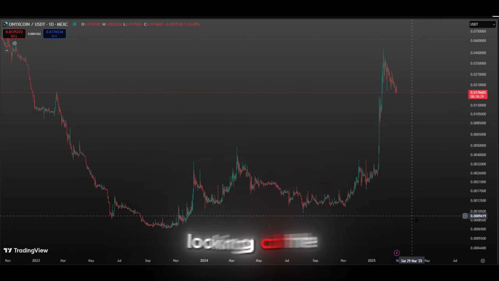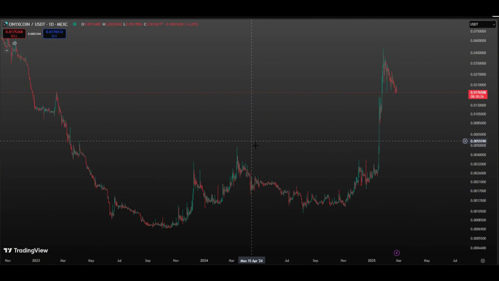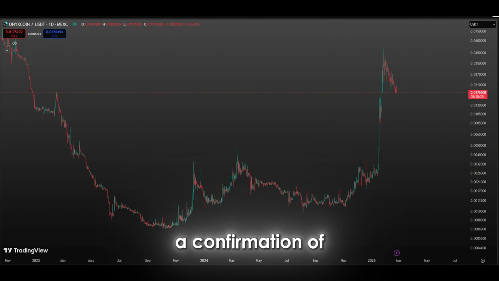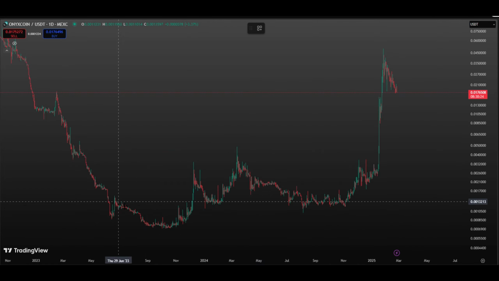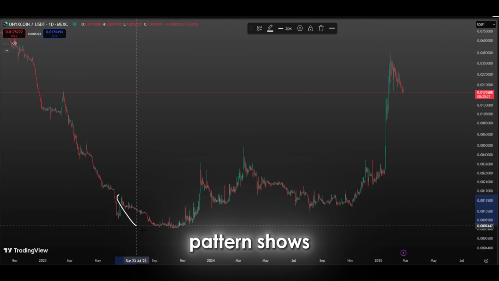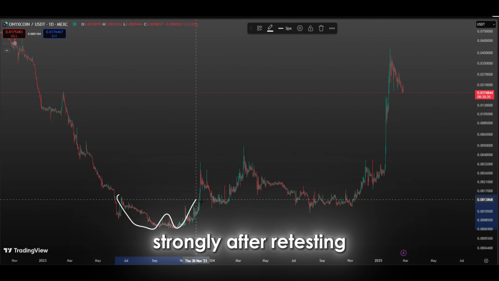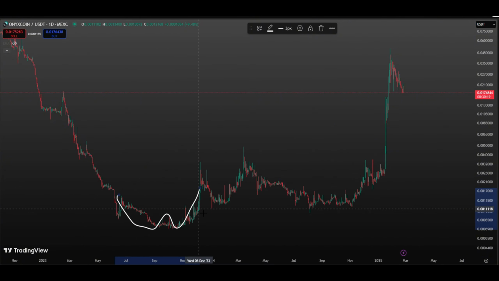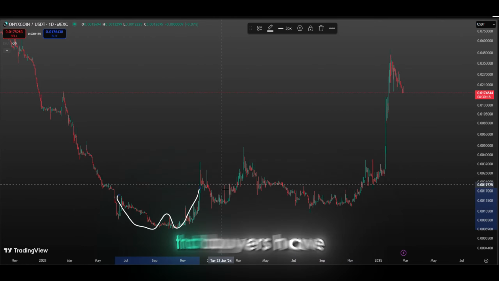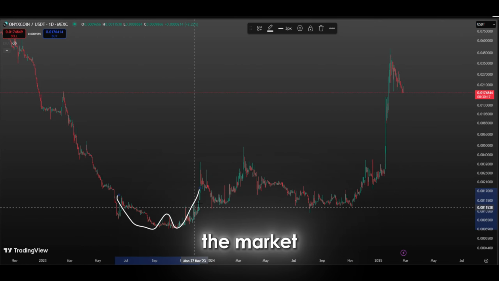First of all, looking at the movements on the daily chart, it appears that the price has started to recover by making a double bottom. This usually means a confirmation of long-term support levels. A double bottom pattern shows that the price tested a certain level at some point and then rallied strongly after retesting that level. This type of pattern usually signals that buyers have taken control of the market and the uptrend has begun.